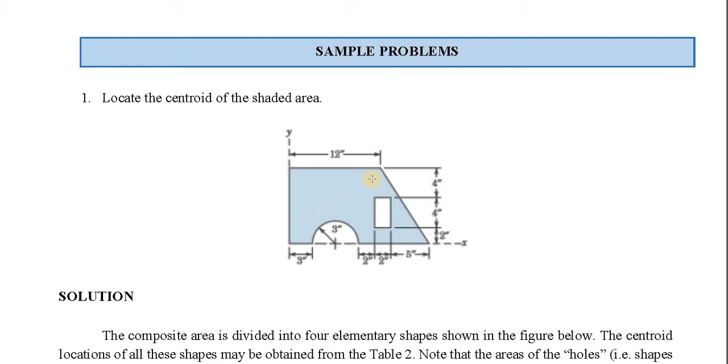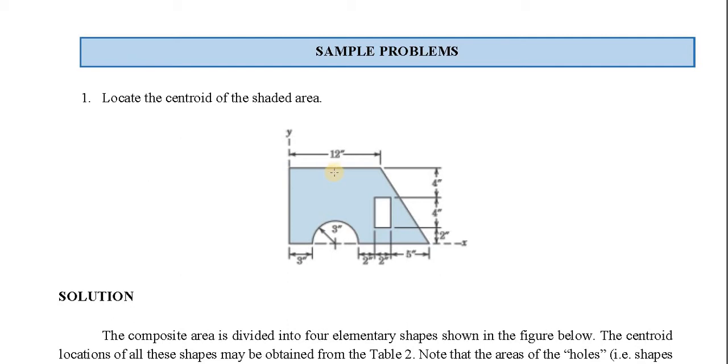Meaning to say, as you can see, there is a shape here like a rectangle. We have this semicircle, a triangle, and another rectangle. As you can see, it is quite complex, right? The shape is quite complicated in the sense that four shapes are mixed together in just one set.